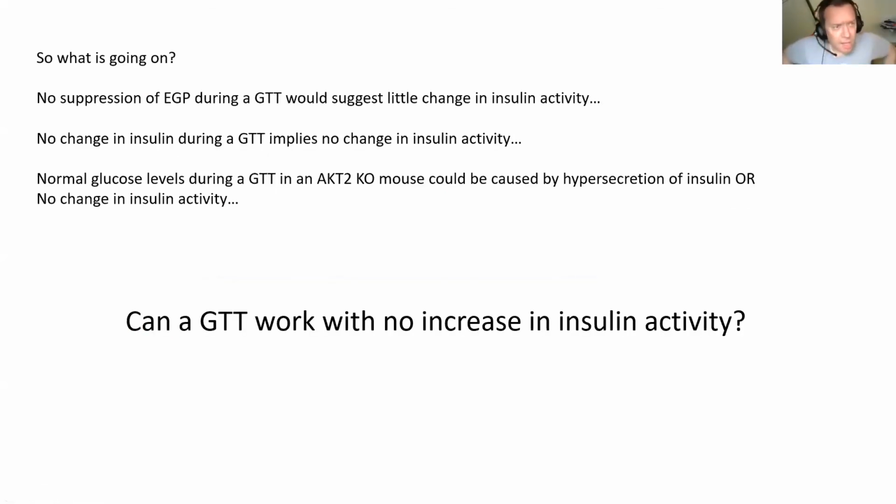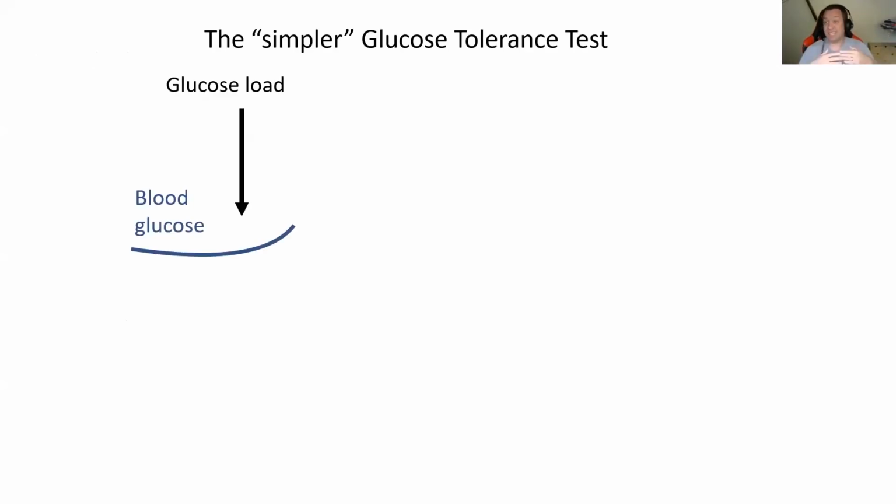So what's going on? If you have no suppression of EGP during a GTT, it would suggest that there's little change in insulin activity during an IPGTT. Equally, no change in insulin during a GTT implies no change in insulin activity during a GTT. And normal glucose levels during a GTT in an AKT2 knockout mouse could be caused by hypersecretion of insulin, or it could just imply that the IPGTT is acting independently of insulin, so it doesn't get affected by the lack of AKT2. So we're now going to ask, can a GTT work conceptually with no involvement or increase in insulin activity, where insulin is just not involved?